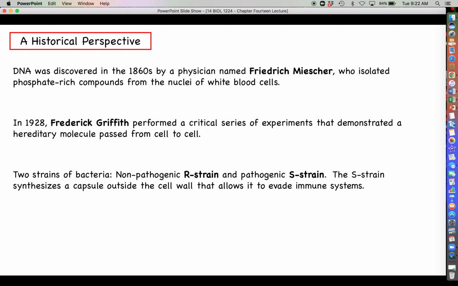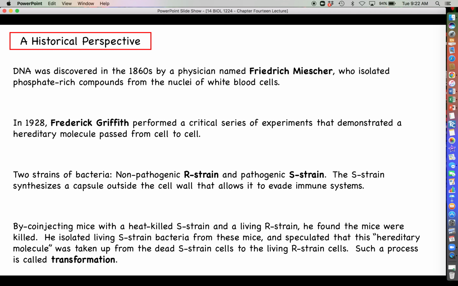So the idea here is that the S strain is different from the R strain because the S strain synthesizes a capsule that coats the outside of the cell wall and allows this bacterium to escape the immune system, meaning that if you do get infected with it, your own immune system can't really protect you from it, and you are going to get very, very sick. Whereas the R strain, since it does not have this capsule, is very, very susceptible to immune system surveillance, so your immune system should be able to take care of it in the case where you actually do get infected.